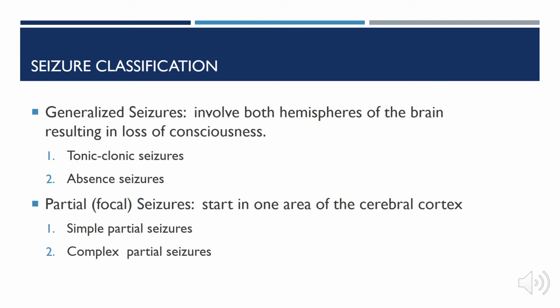There are 2 classifications of seizures. There are generalized seizures and partial focal seizures. So generalized seizures usually involve both of the brain hemispheres, resulting in a loss of consciousness. There's tonic-clonic seizures and absence seizures. Then the partial focal seizures start in one area of the cortex, and those are simple partial or complex partial.